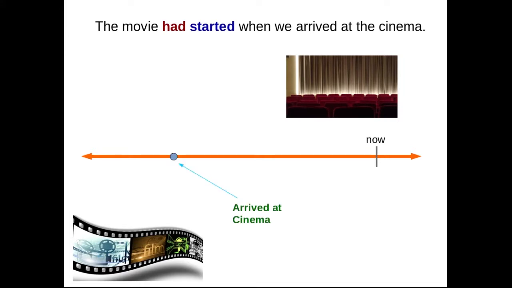Another example. The movie had started when we arrived at the cinema. This is our timeline. This is now. This is the moment when we arrived at the cinema. Sometime before this moment, the film had started. So first, the movie started. We don't know when. Second, we arrived at the cinema. The movie had started when we arrived at the cinema.